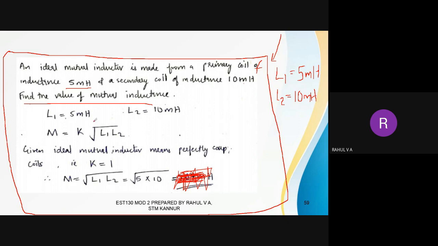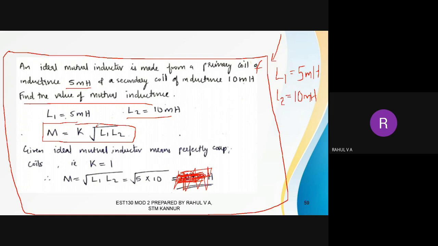So what we have so far is L1 and L2. And we have an equation for mutual inductance: M is equal to K into square root of L1 L2. Just now we have learned this equation, where M is the mutual inductance, K is the coefficient of coupling, L1 is the self-inductance of winding 1, and L2 is the self-inductance of winding 2. Self-inductance of winding 1 and winding 2 are given: L1 is equal to 5 millihenry, L2 is equal to 10 millihenry.